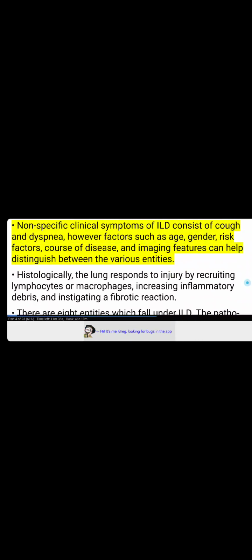Interstitial lung disease (ILD) may be idiopathic, or secondary to known insults which include drug toxicity, collagen vascular disease, or occupational exposure. A disease can only be classified as an idiopathic interstitial lung disease if there is no other explanation for the pathologic changes. Non-specific clinical symptoms of ILD consist of cough and dyspnea, however factors such as age, gender, risk factors, course of disease, and imaging features can help distinguish between the various entities.